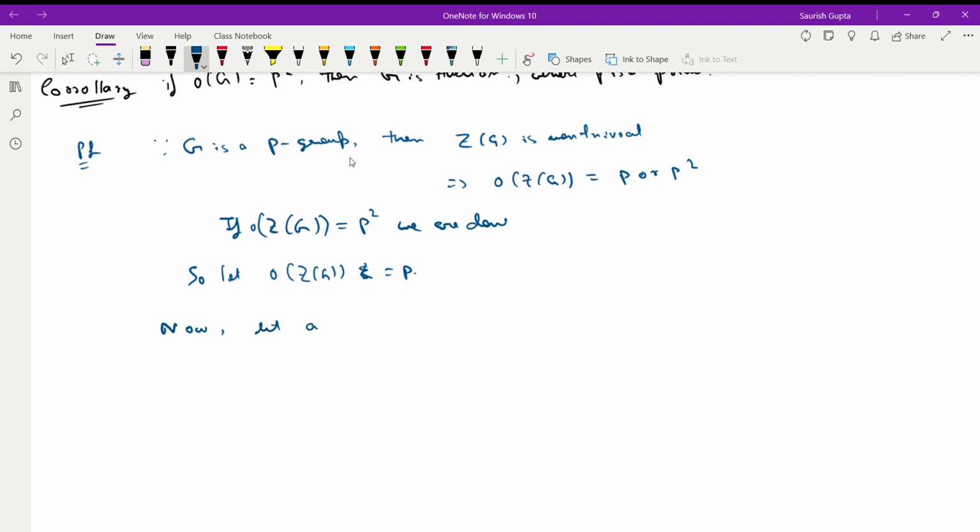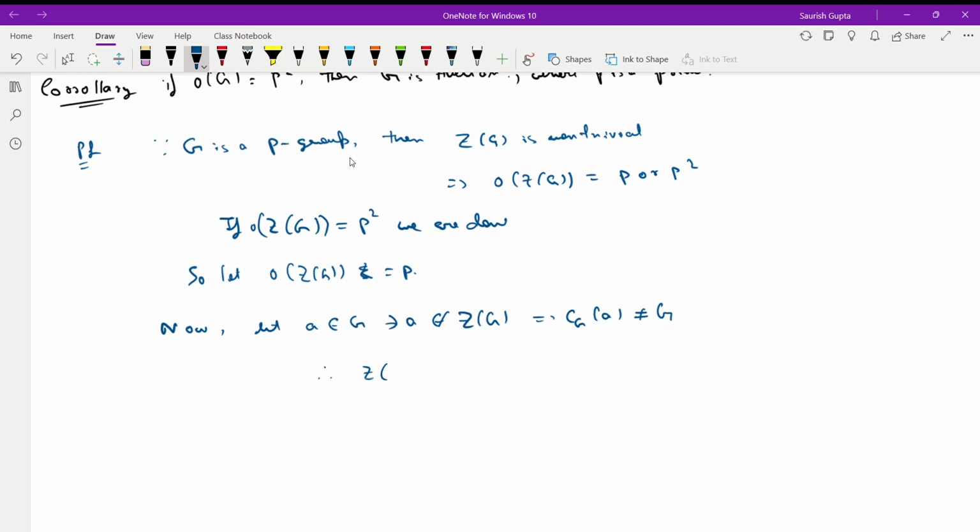Okay. Now let us choose an element from G such that it is not in the center. So this immediately implies that the centralizer of that element is not equal to G.